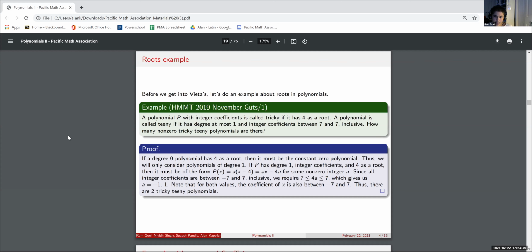So this example should hopefully help clarify concepts about roots. The main step, like Alan said, was if it has 4 as a root, then you can write it as a times (x minus 4) for some a. We'll be seeing that structure a lot more this session. Go ahead with the next example, Alan.